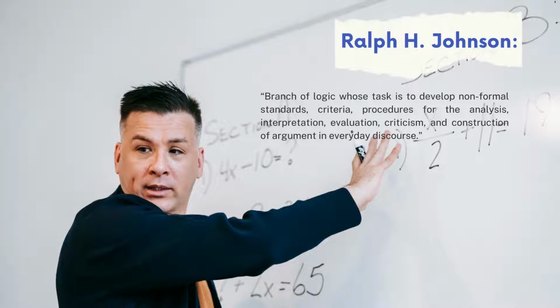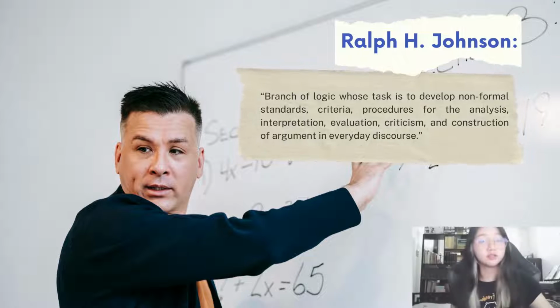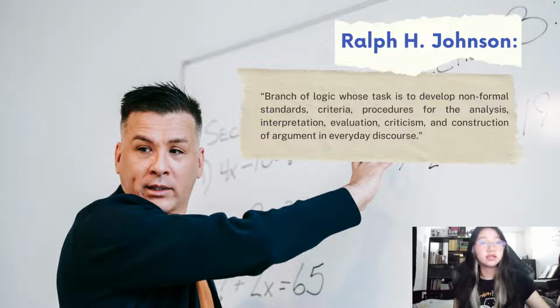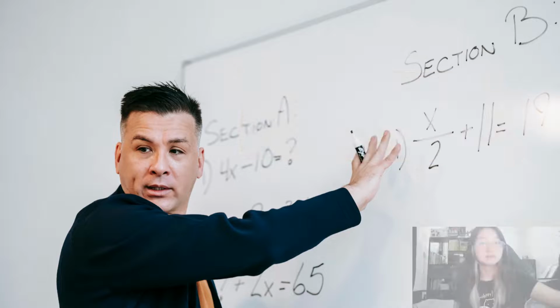Another definition, as stated by Ralph H. Johnson, informal logic is a branch of logic whose task is to develop non-formal standards, criteria, procedures for the analysis, interpretation, evaluation, criticism, and construction of argument in everyday discourse. It is logic that is concerned with various types of content in different language games, which is why the domain of informal logic is wide and complicated.